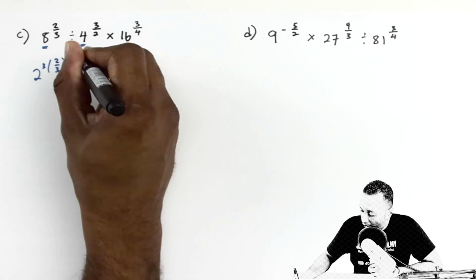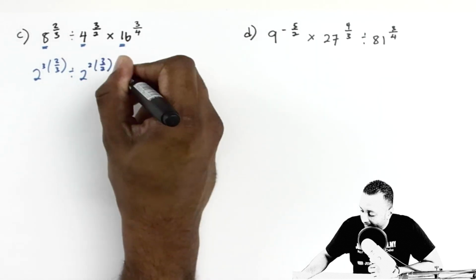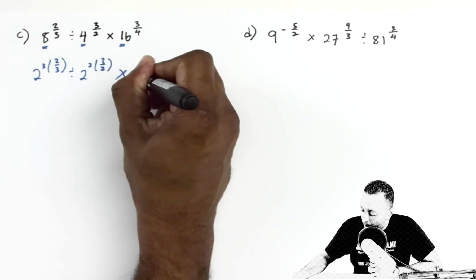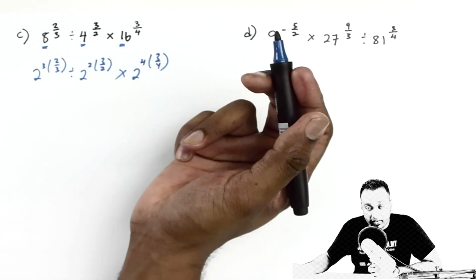Divide. 4 is 2 power 2. And then outside here we got 3 over 2, and then times 16 is 2 power 4. Outside here we got 3 over 4. Now kita cuba simplifikan benda ni.